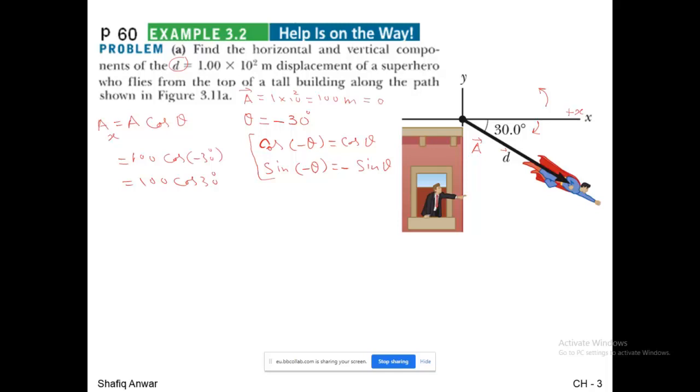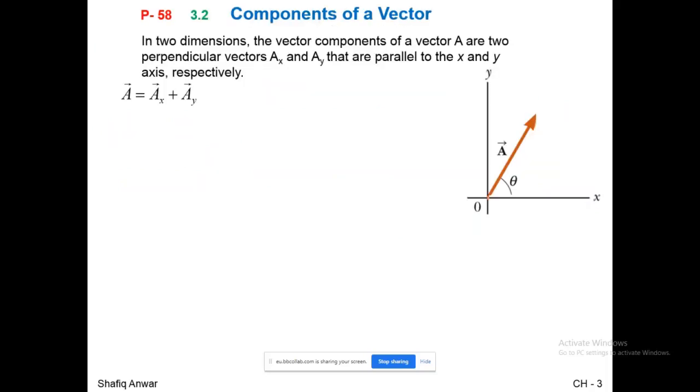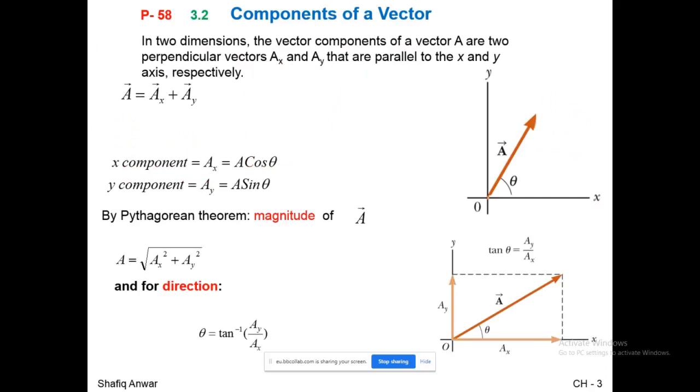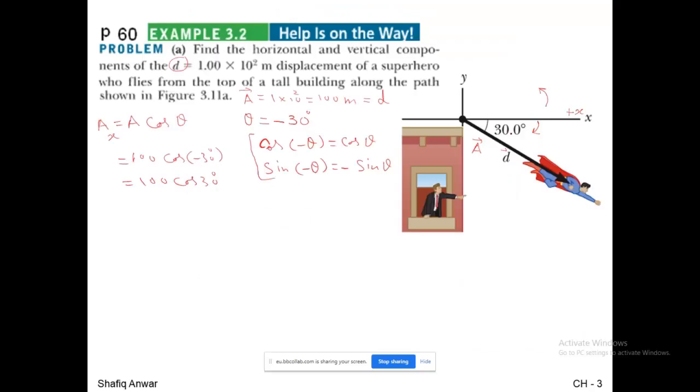Excuse me, teacher. Can I take the sine, not cosine? This is cosine. AX is equal to A cosine theta. But can I take a sine, right? No, gentlemen. The x component AX is equal to A cosine theta. This is what I'm doing. Now, if you use the calculator, you will get the answer 86.6 meter. This is the x component which you were about to find out.